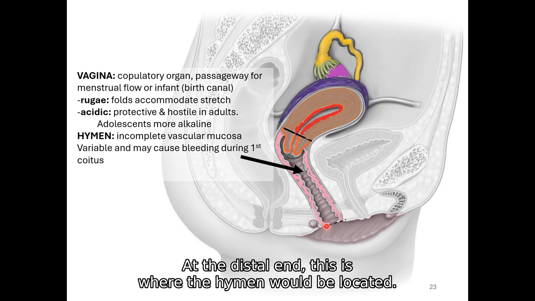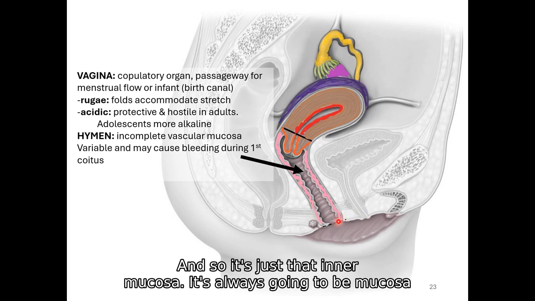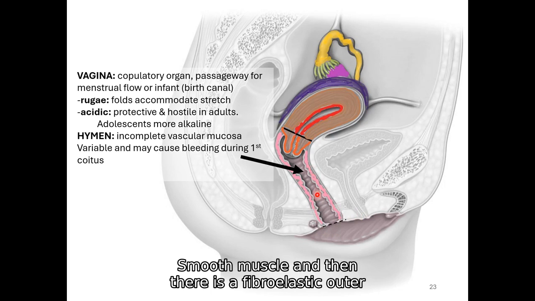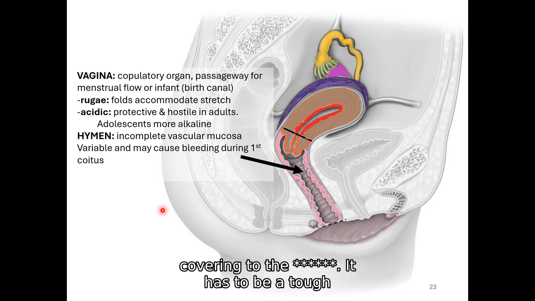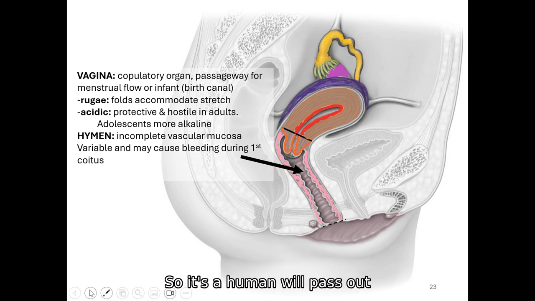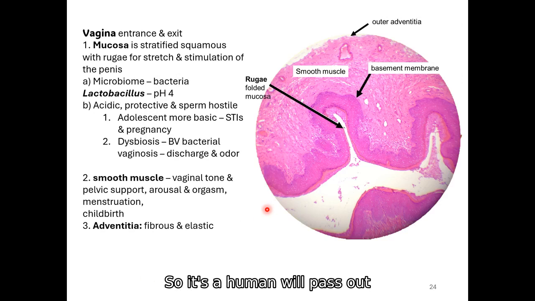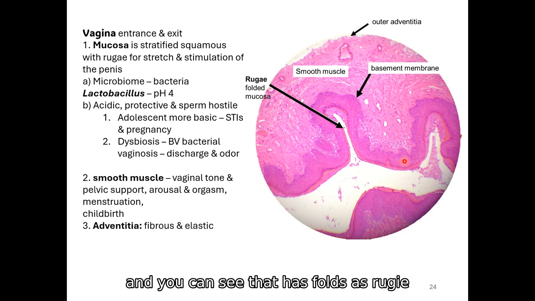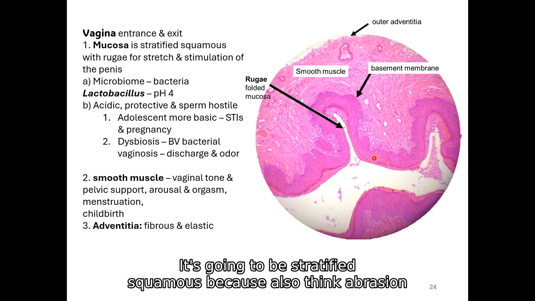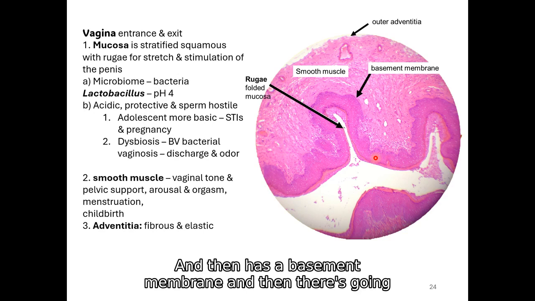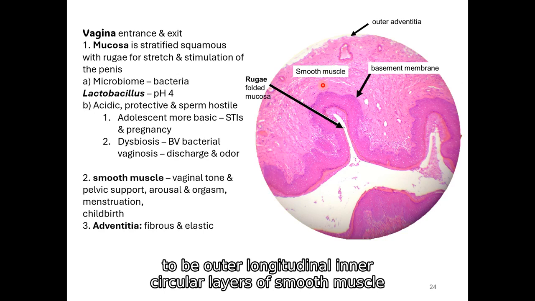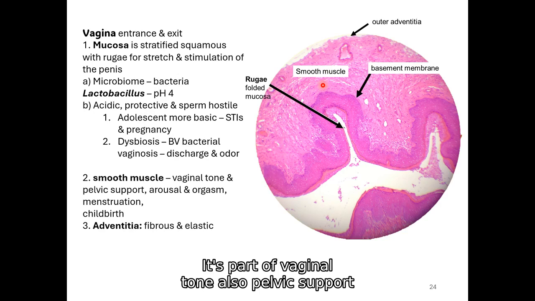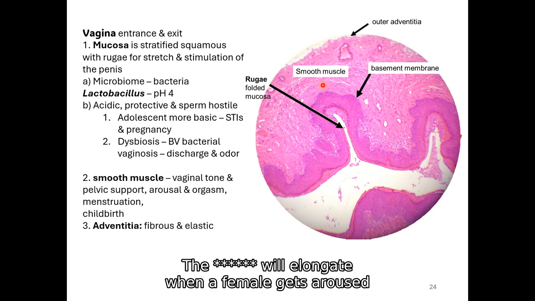At the distal end, this is where the hymen would be located, and so it's just that inner mucosa. It's always going to be mucosa, smooth muscle, and then there is a fibroelastic outer covering to the vagina. It has to be a tough organ, since a human will pass out. So it has an outer adventitia. And so this is our histology slide, and you can see that it has folds, as rugae. It's going to be stratified squamous, because also think abrasion. And then it has a basement membrane, and then there's going to be outer longitudinal, inner circular layers of smooth muscle as part of vaginal tone, also pelvic support.